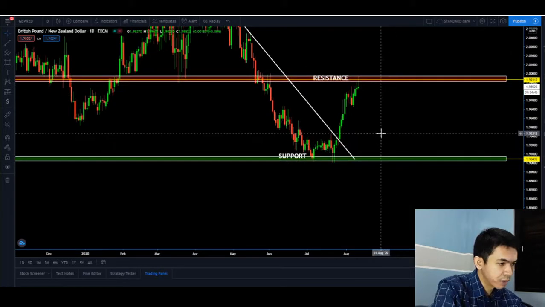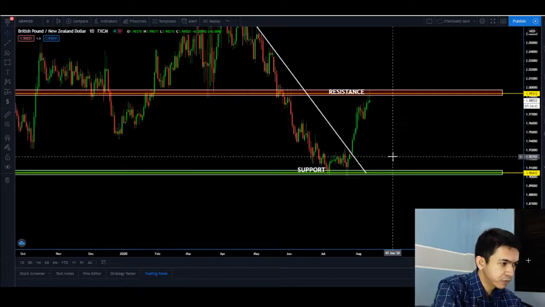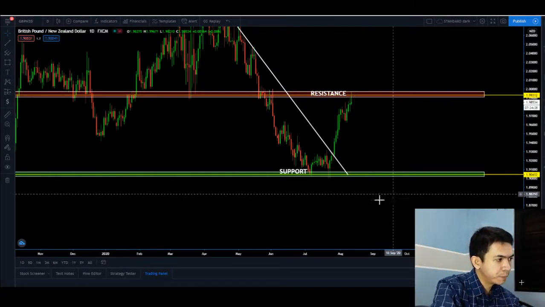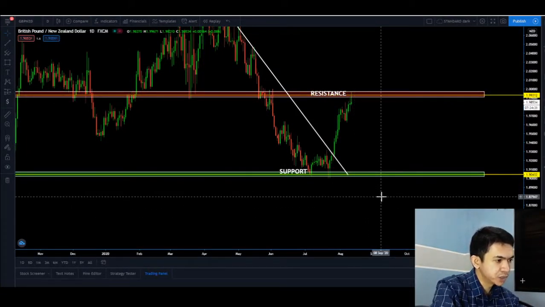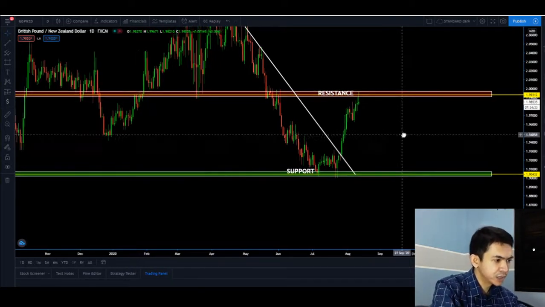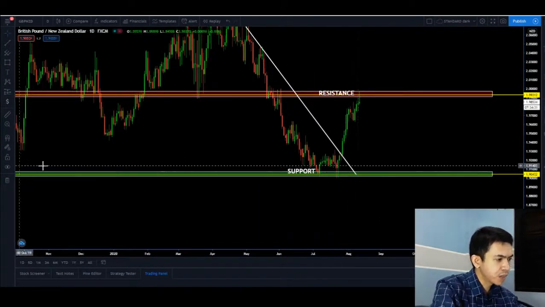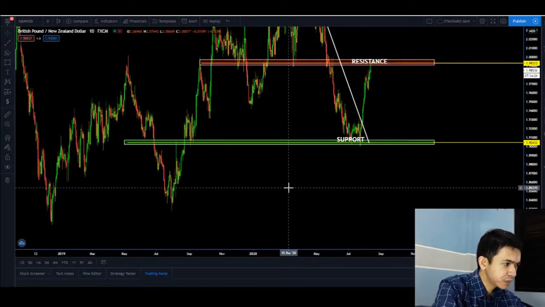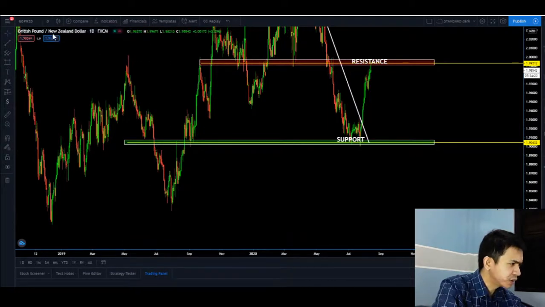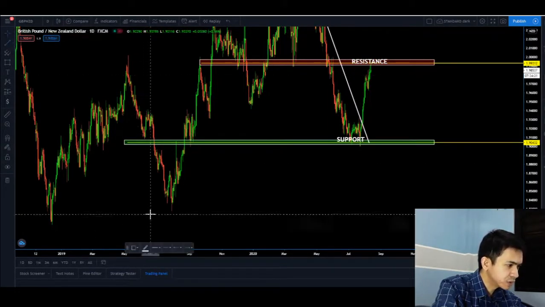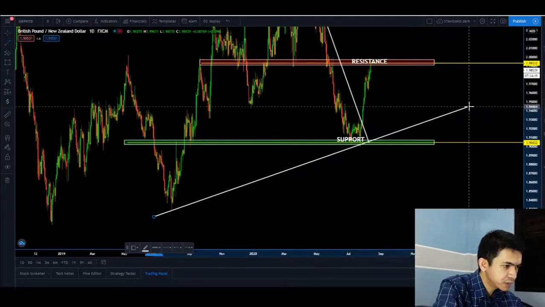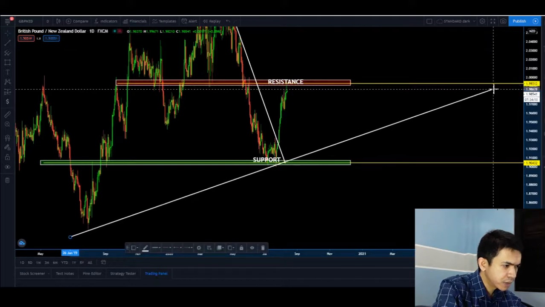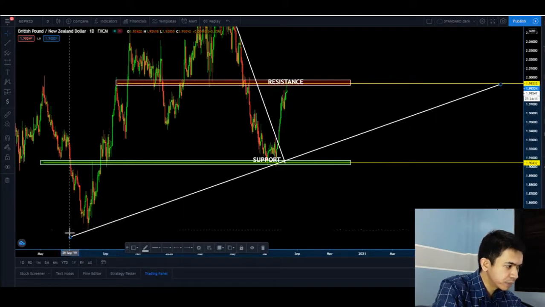I will mark my HPT, but before that, we all know that a long setup for the TFP Warrior system has to be above certain levels: our counter trend line break, our horizontal support, and a trend line support in this case. So we have here, as we can see, a trend line support below.